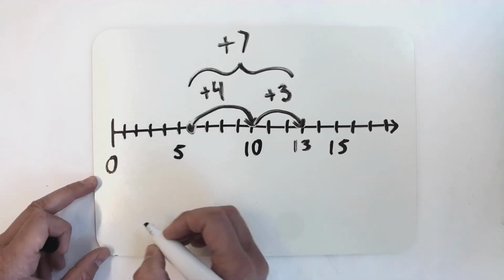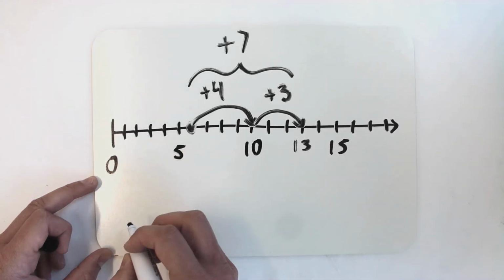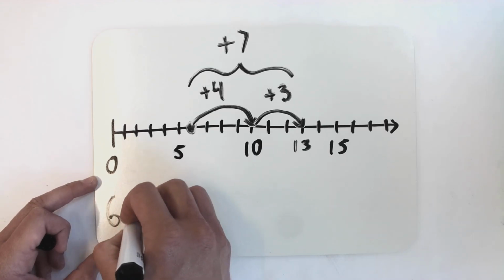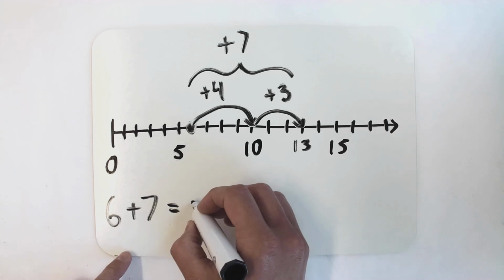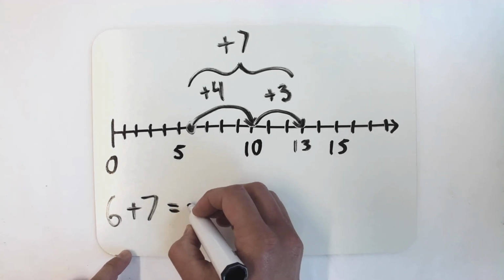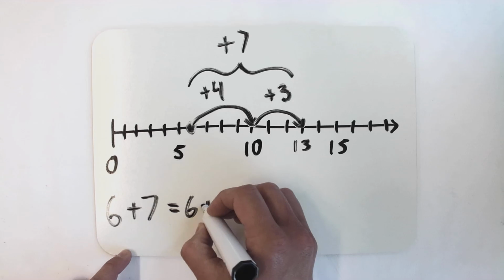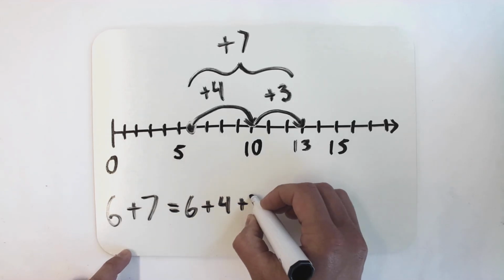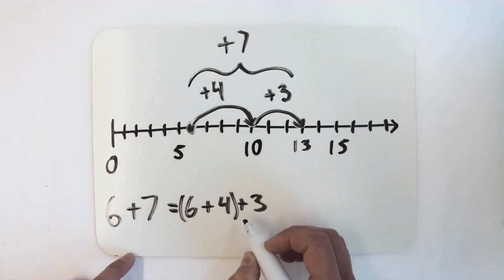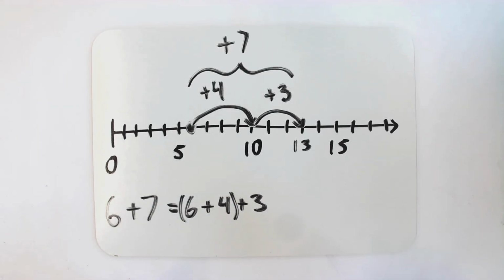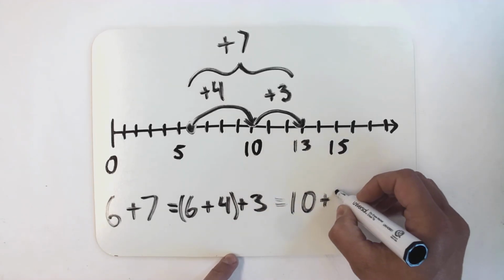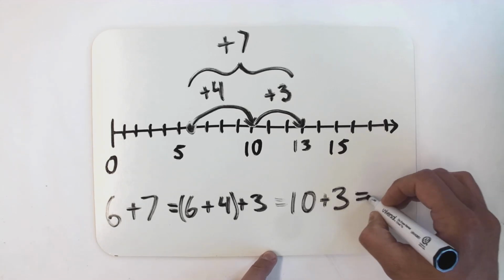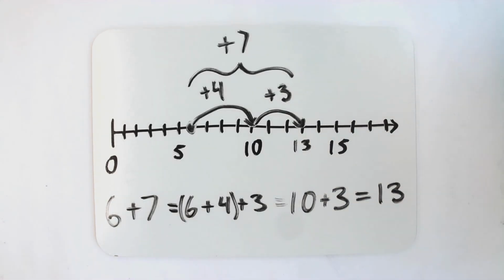And kind of similarly to the 10 frame example, that abstract model, if we wanted to, again, if we wanted to align with this making 10 strategy, right? And I'll write the more drawn out version of this as well. 6 plus 4 plus 3. All right, so we decomposed that addend of 7 into 4 plus 3, and then we're associating the 6 and 4 together. So then we get 10 plus 3. That is equal to 13.